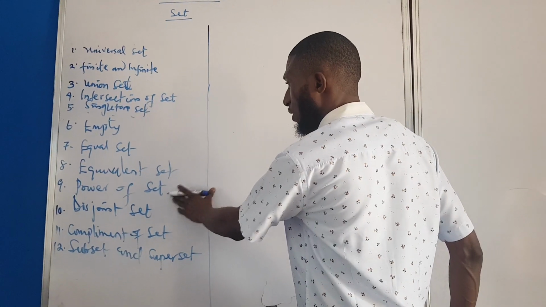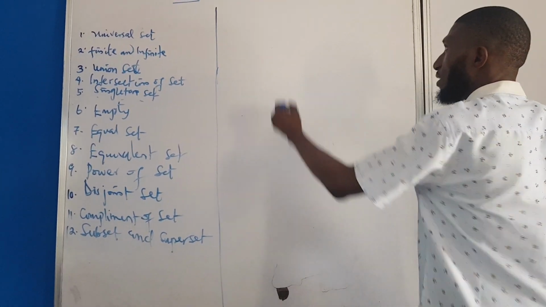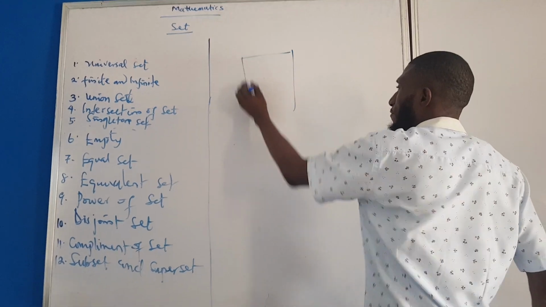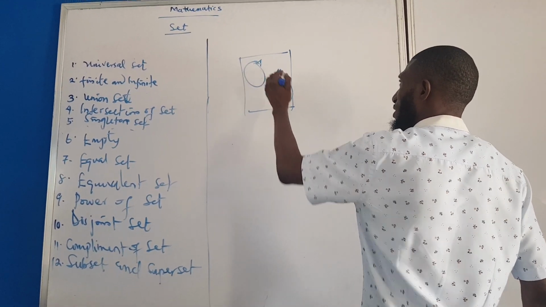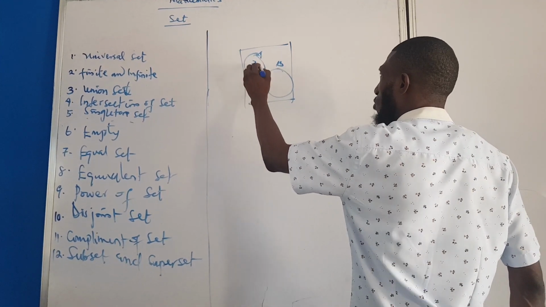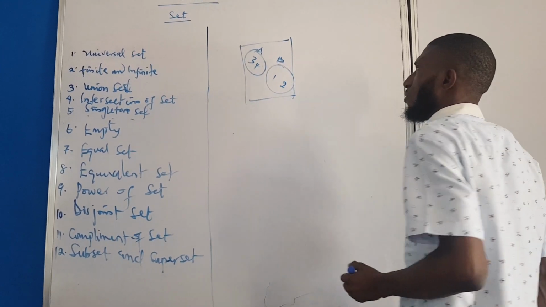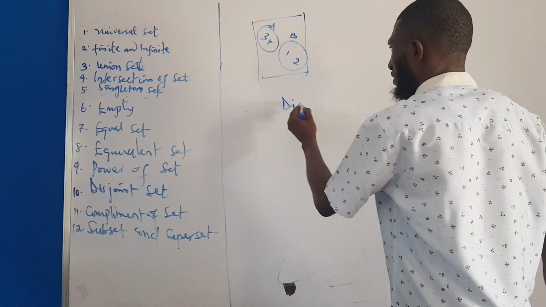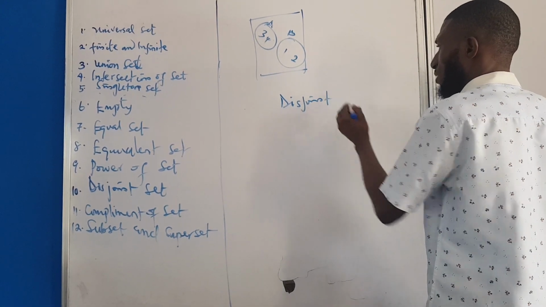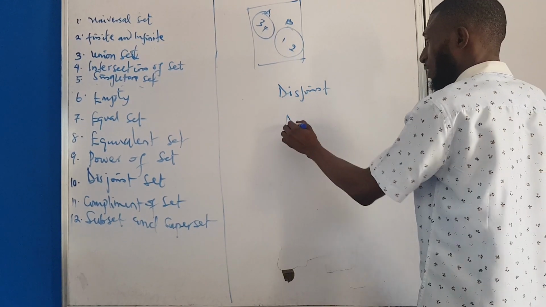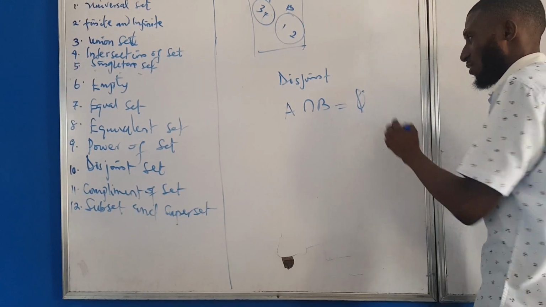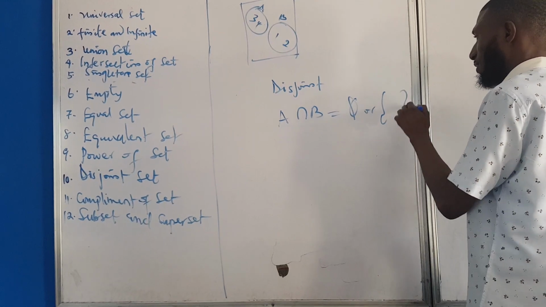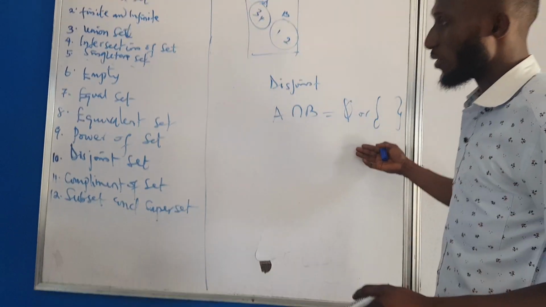With the power of set done, we move to disjoint sets. Disjoint sets are sets that do not have any intersection. Let's say this is set A, set B, and they are not having anything in common. We call them disjoint sets. Which means that the intersection of these two sets, A intersection B, is going to give us the empty set. Nothing is going to be inside. Then we call it a disjoint set.